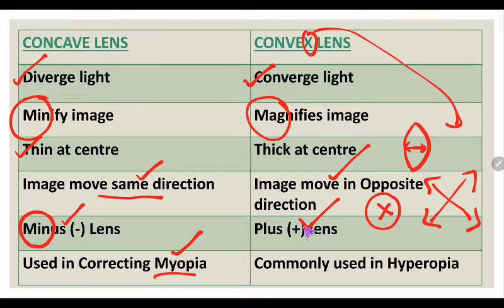So convex lens is a plus lens, and we know hyper is basically plus. No, someone is hyper, so like plus plus. So it is used in hyperopia, that is hypermetropia.